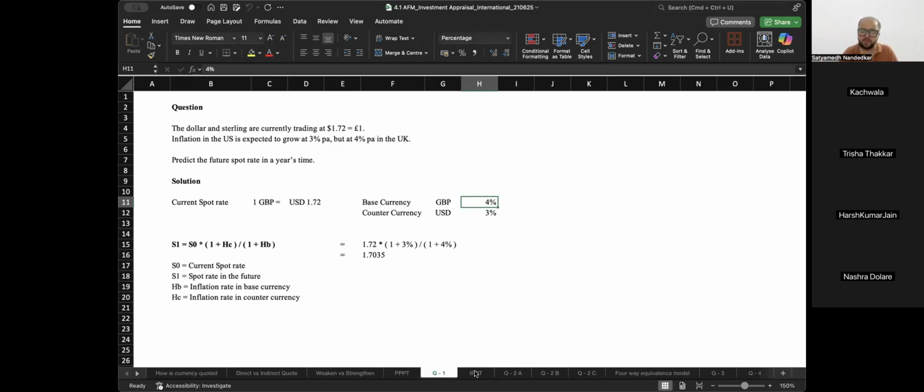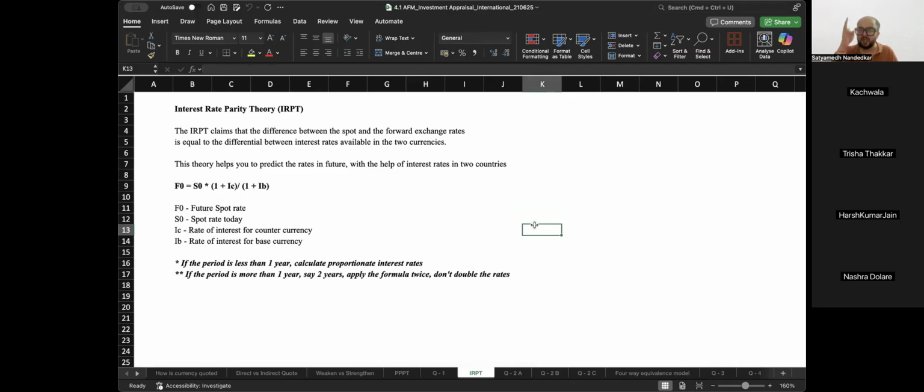Now, like the purchasing power parity theory, where they give you inflation rates, they might give you interest rates in the two countries, and you might be asked to predict the exchange rates for the future. So you will have to use this formula: future spot rate is S0 into (1 plus interest rate in counter currency) upon (1 plus interest rate in base currency). If they ask you the exchange rate after 6 months, then halve the interest rates. But if they ask you the exchange rate after 2 years, don't double the interest rate. Apply the formula twice. Okay.